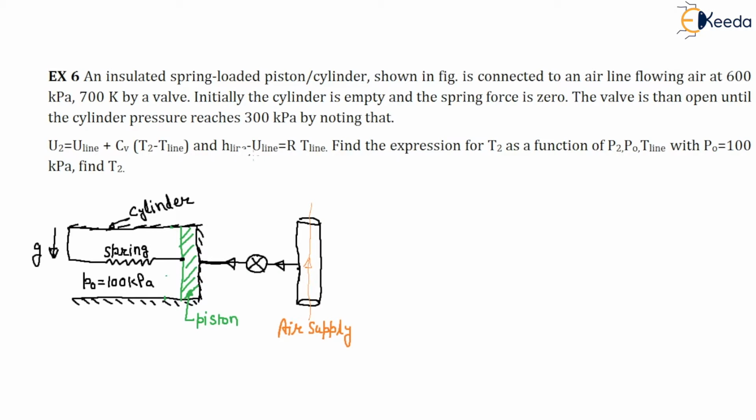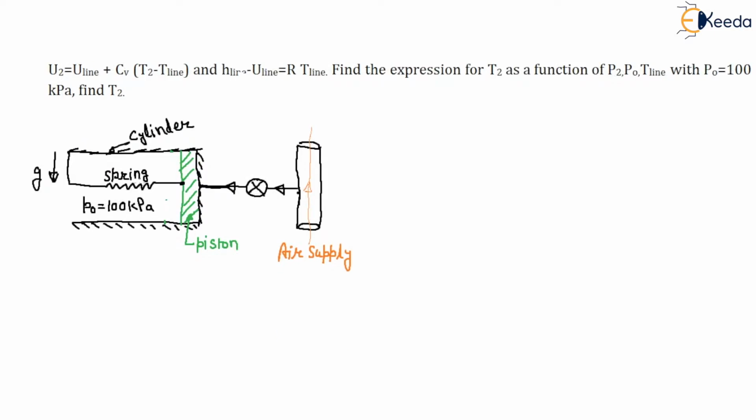Now find the expression for T2. What is the final temperature of the system as a function of P2, P0 and T line? P0 is the atmospheric pressure, right? With P0 as 100 kilopascal. Find also the final temperature. Now first identify the states.